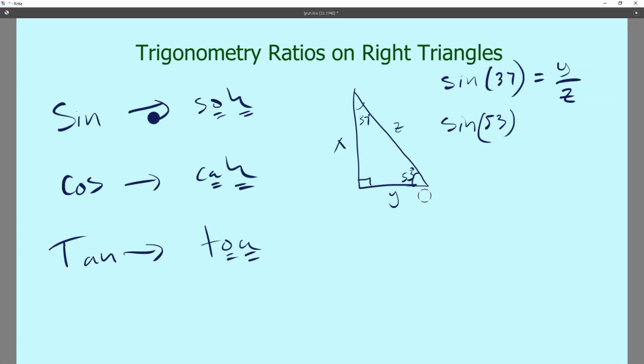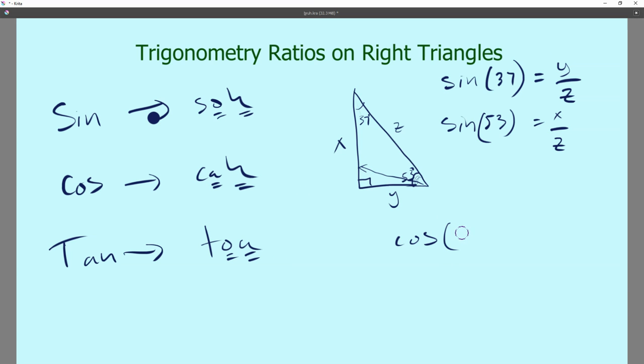Now if I did sine of 53, it's still opposite, but now it's the opposite of this angle. So I'm looking from this angle, the opposite is now this way. If I looked from the 37 angle, the opposite would have been y, which was earlier. Now the opposite of 53 would be x over z.